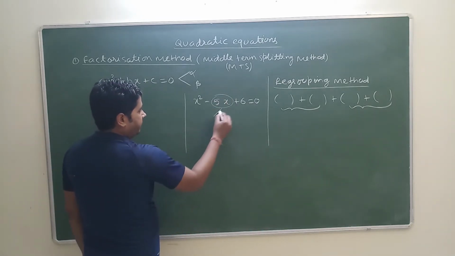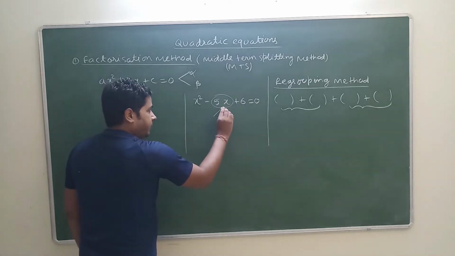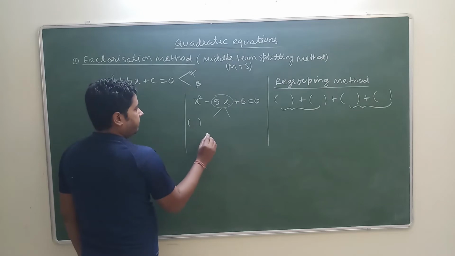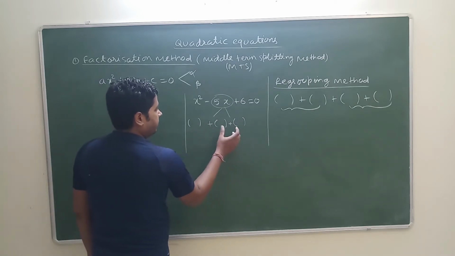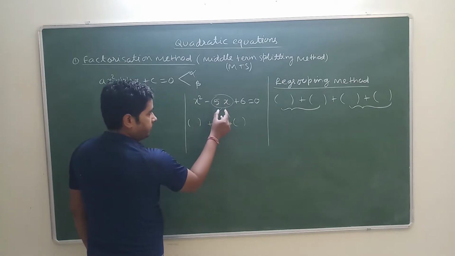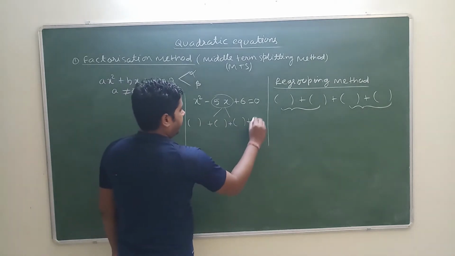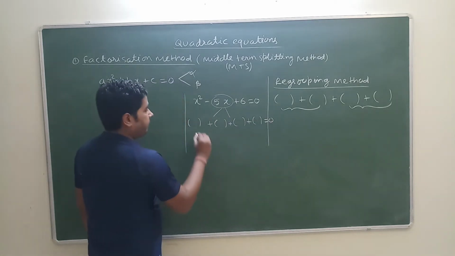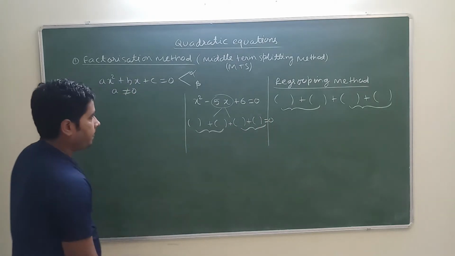I have to split this into 2 parts. When I split this into 2 parts, the first term will be like this, then there will be the second term and the third term. These 2 terms are written because we have split this term into 2 parts, and then this is the last term which is equal to 0. Then we will try regrouping and take common terms.